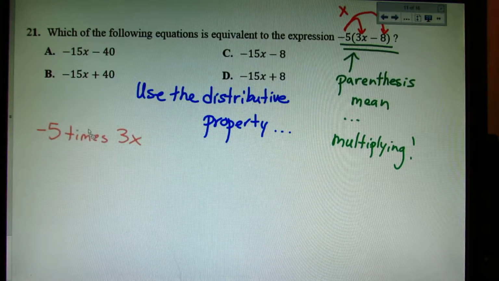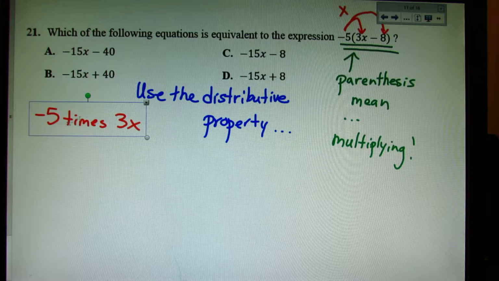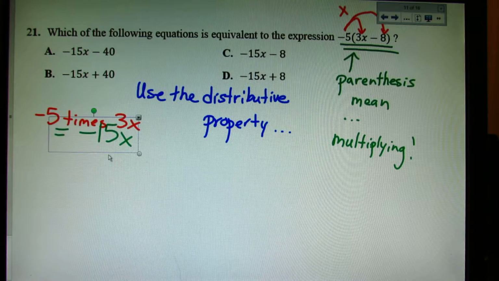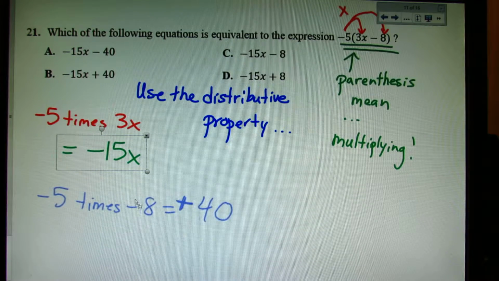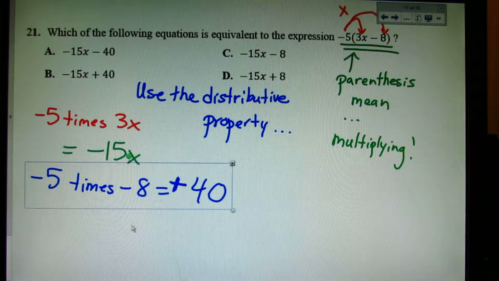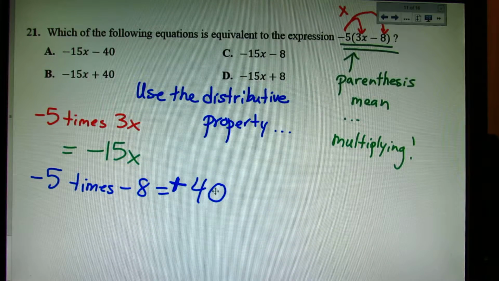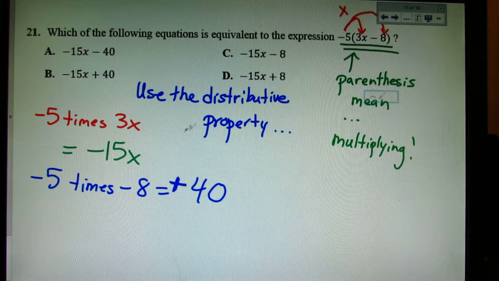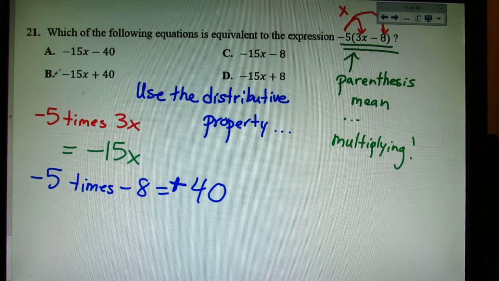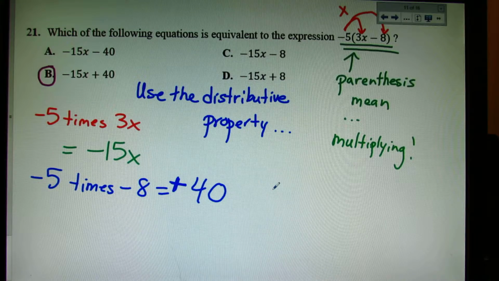I'm doing -5 times 3x, and that's going to get me -15x. And then I have to do -5 times -8, and that's going to get me a positive 40. My final answer is going to be a combination of those two answers. -15x plus 40. Choice B. Again, make sure everything's written down on your paper.